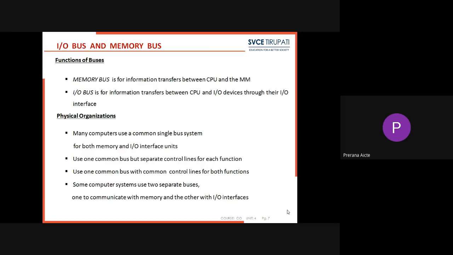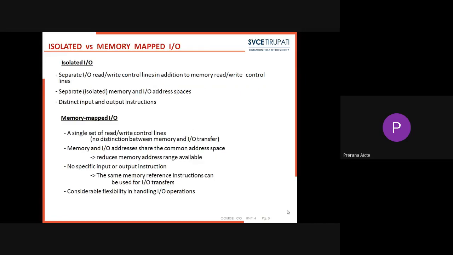Okay, there are three ways the computer buses communicate with memory and I/O. In the first one, isolated I/O, memory mapped I/O. Okay, there are two input-output mappings. In I/O mapping, there are two types: memory mapped and isolated I/O.